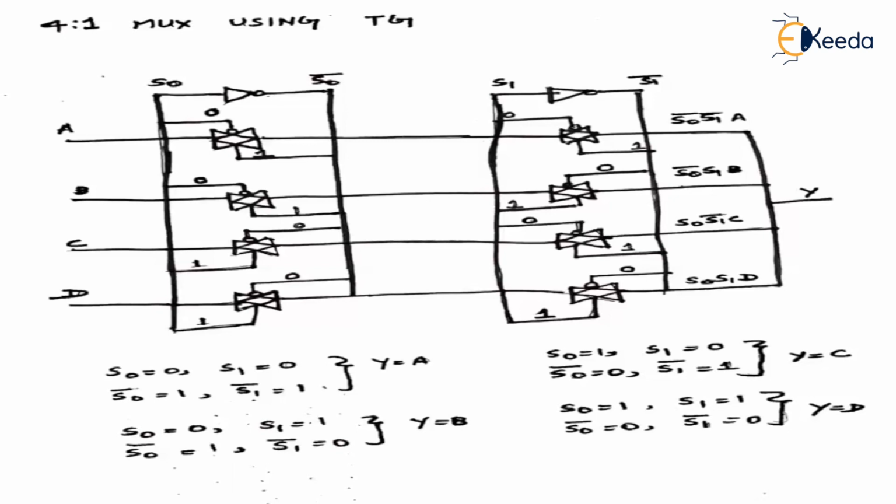The last one, which is the 1 and 1 combination. Both S0 and S1 are connected to 1 and these will turn on your NMOSFETs, whereas the 0 on the S0 bar and S1 bar lines will turn on your PMOSFETs. So both transmission gates are on. Directly D will be at the output. Right? Is it clear? Just go through this diagram again. You'll understand this logic in an easier manner.